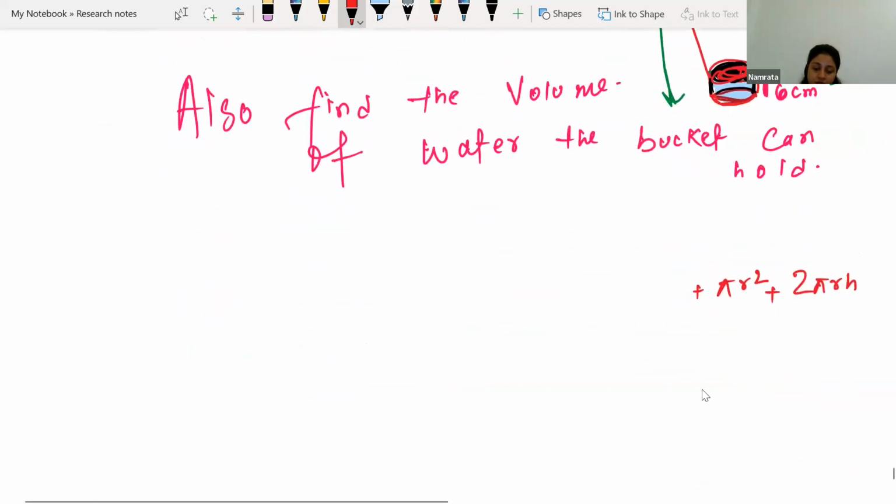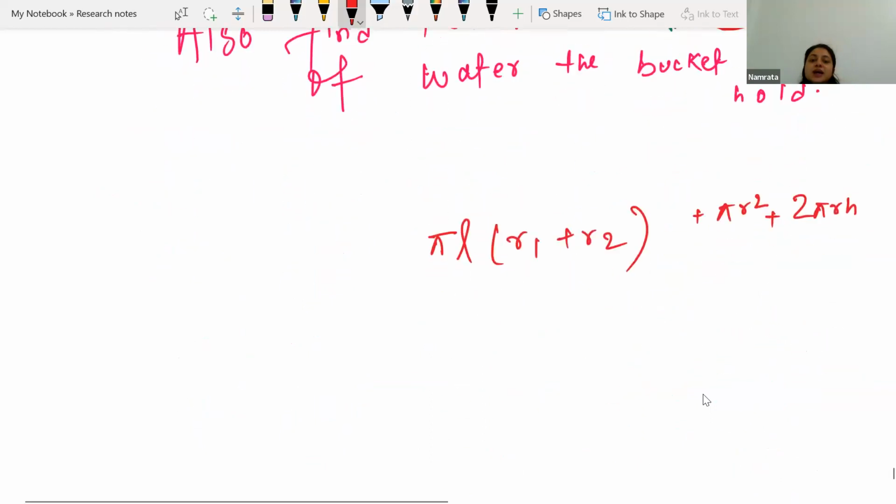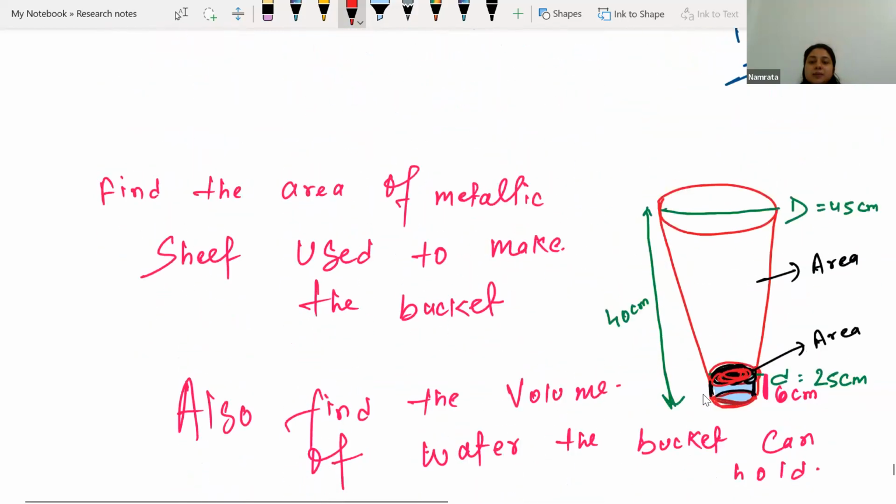So the formula for surface area of a frustum of a cone is pi L. Pi RL is for cone, and for frustum of a cone we are having pi L (R1 plus R2), right? R1, R2 we already have. Slant height. Do we have slant height?